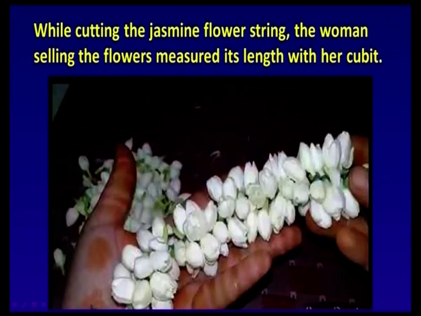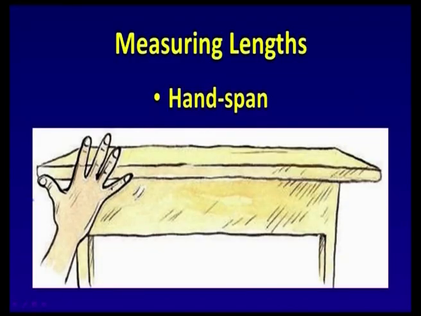And if you go to buy flowers or a garland of flowers, how does she measure? She measures it by using her hand. We call it a cubit.